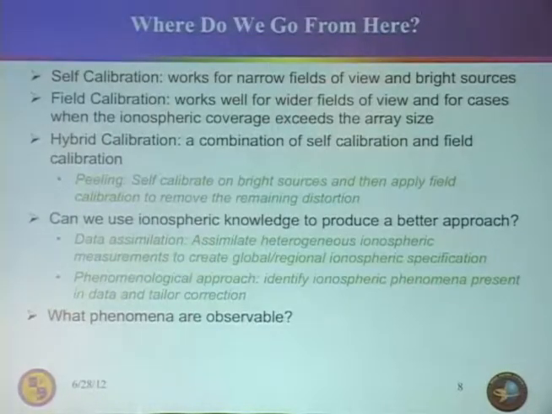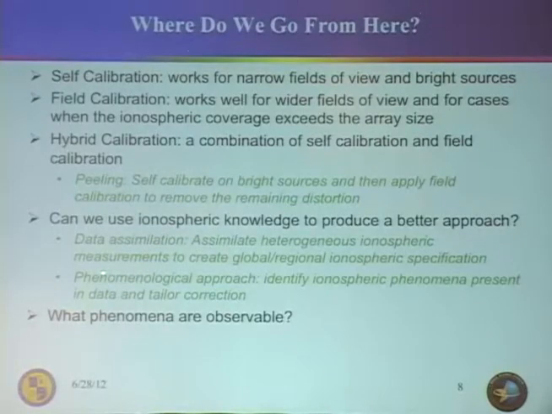So where do we go? Self-calibration has been shown to work over narrow fields of view, bright sources. Field calibration, wider field of view. Hybrid schemes are now being developed, and these include things like peeling, where you do self-calibration on the bright sources in the sky, and then you gradually start removing their effects and gradually working your way down to apply field calibration to remove most of the distortion.